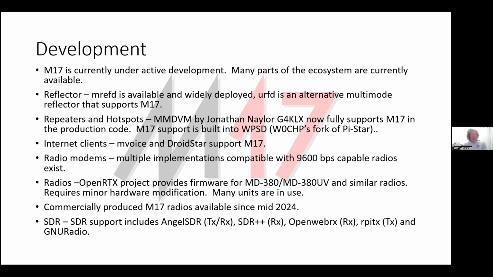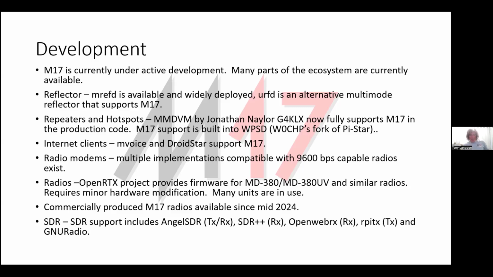There are some internet clients, namely mVoice and DroidStar. mVoice is written for Linux and is purely for M17. DroidStar is multi-platform, and it supports M17 along with all the other DV modes. They also have a number of radio modems that you can connect to an existing 9600 capable radio. They're readily available. Some you can build, some you can purchase, and I can show what one of those looks like.